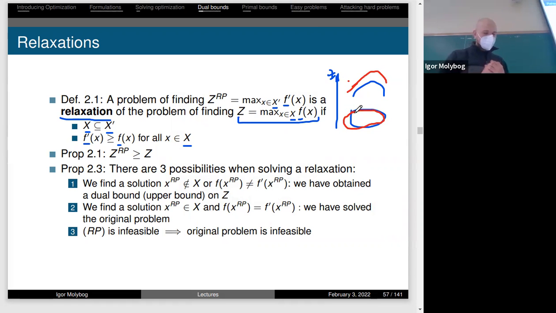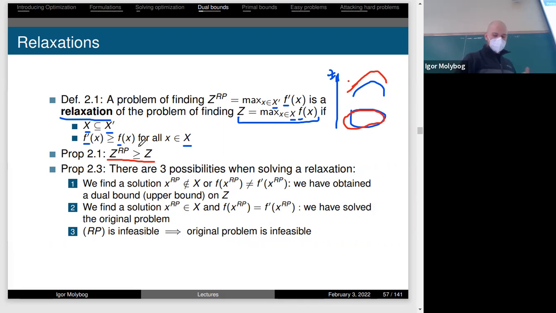The first nice property of this relaxation is that its optimal value is always going to be greater than or equal to the value of the original problem. Which is nice, because it is giving us the upper bound for the maximization problem, which is the dual bound, exactly the thing that we wanted.